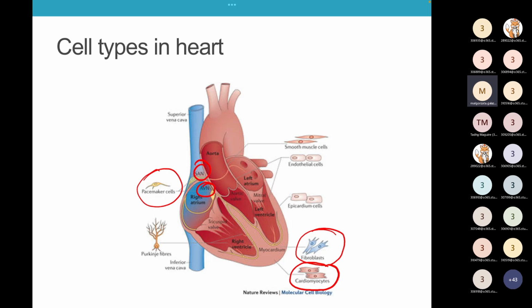Cardiomyocytes also can generate action potential, but only after stimulation coming from the conductive system of the heart. So only once the cardiomyocytes are stimulated by the action potential, which is generated by the pacemaker cells. The other feature of cardiomyocytes is contractility. So in response to action potential, cardiomyocytes contract.